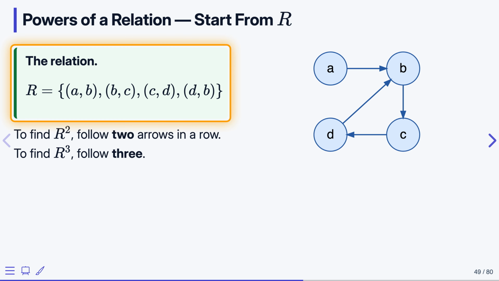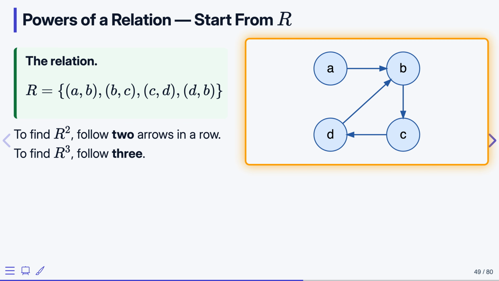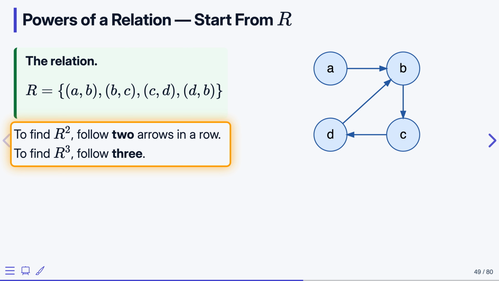Now let's compute the powers of a relation, step by step. This is the relation R. It holds 4 pairs: A to B, B to C, C to D, and D back to B. The picture shows the same 4 arrows. Look at the shape. From A you go to B, then B, C, and D form a little cycle: B to C, C to D, and D back to B. Vertex B is the only way in, and nothing points back to A.